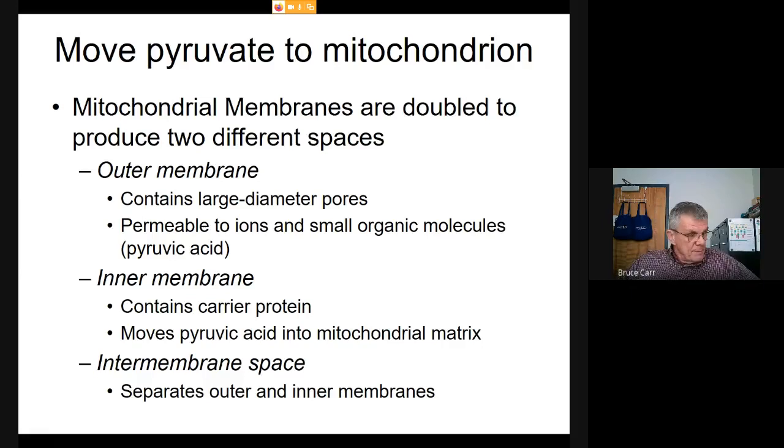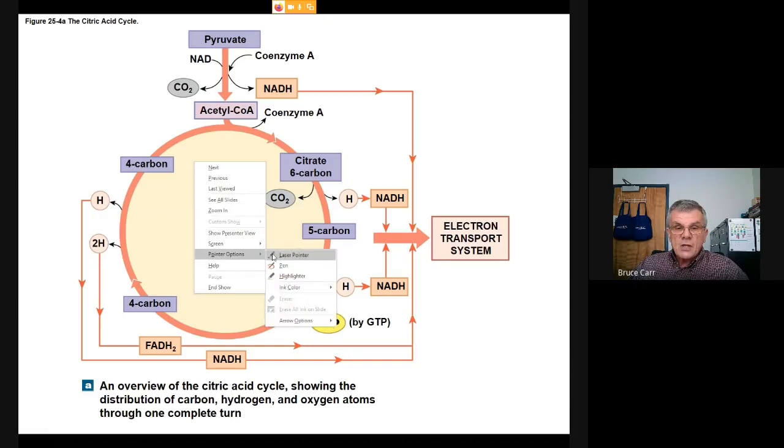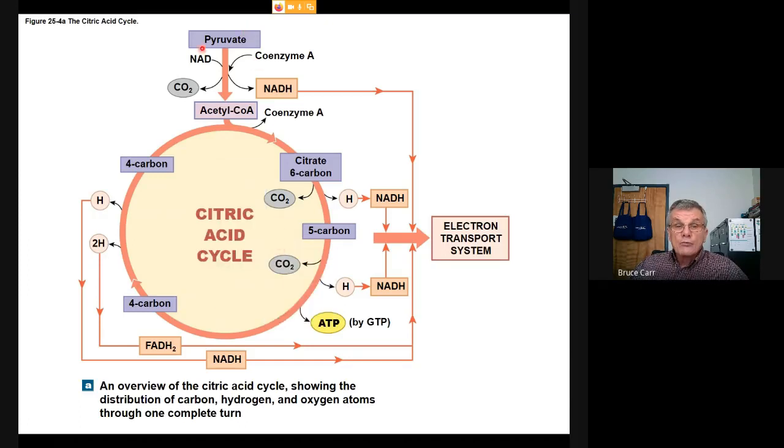So, let me get arranged here. We've just generated this pyruvic acid. The pyruvic acid is shown here, pyruvate. That's in the cytoplasm. We're going to transport that into the mitochondrion and begin the citric acid cycle.